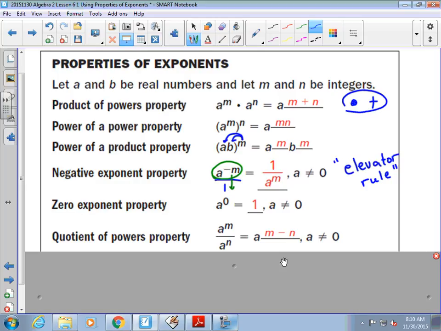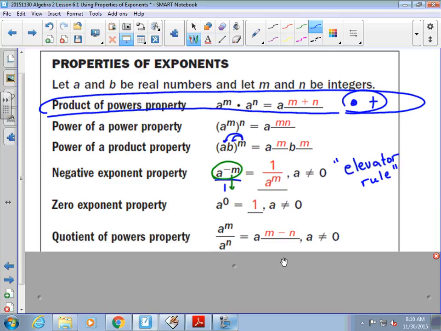Quotient properties. Remember, up here, this first one, we said when things multiply, you add the exponents. Right here, we have division. A divided by A, again the same base, you subtract the exponents. So anytime you have division, that is paired with subtraction. Division is paired with subtraction. Multiplication is paired with addition.